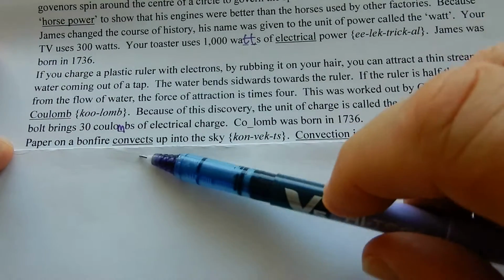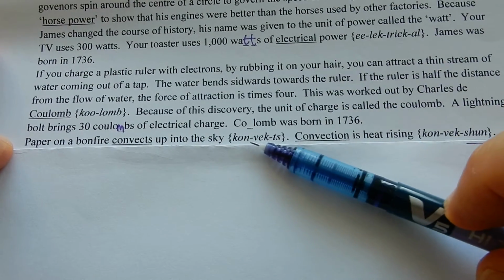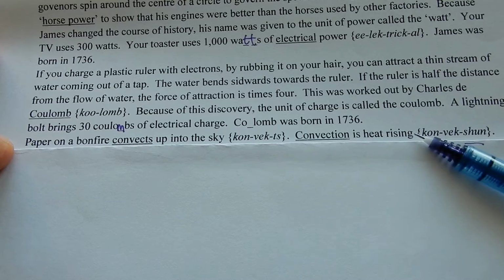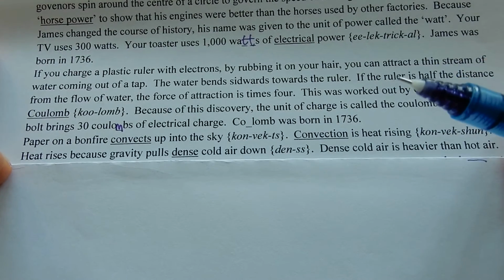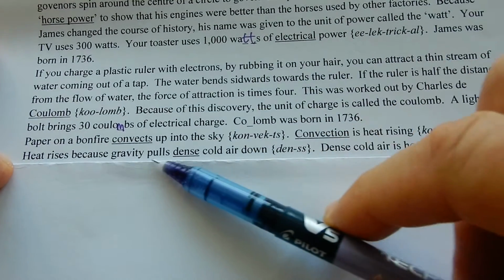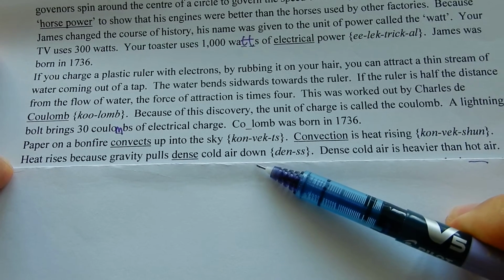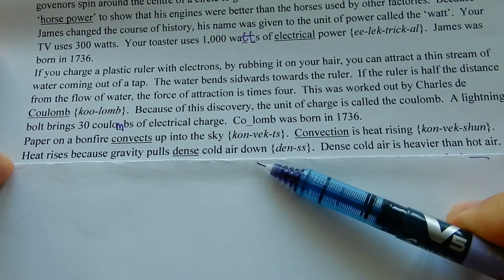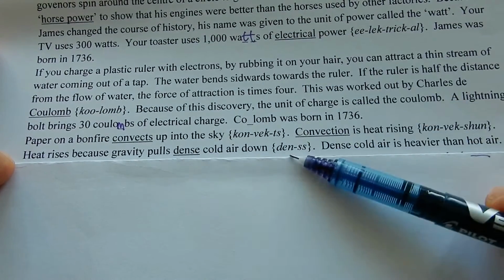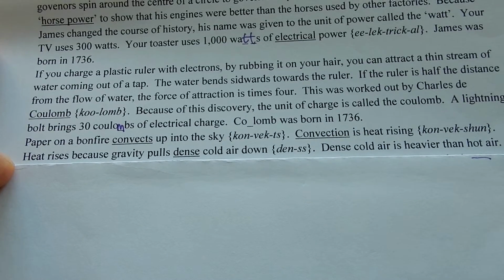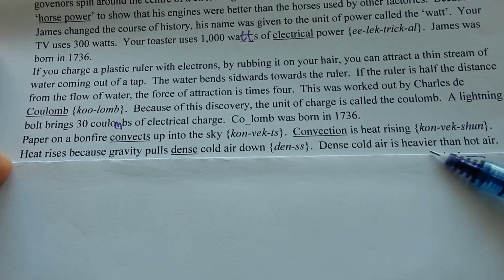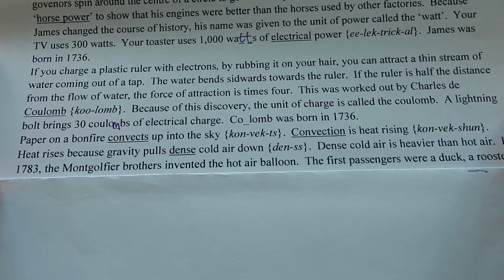Paper on a bonfire convects up into the sky. Convection is heat rising. Heat rises because gravity pulls dense cold air down more. So everything's pulled down by gravity, but cold air is pulled down more than hot air. So the cold air comes down, the hot air goes up. Dense cold air is heavier than hot air.